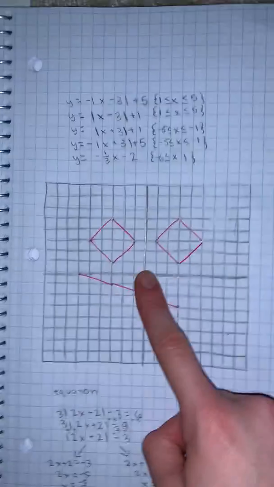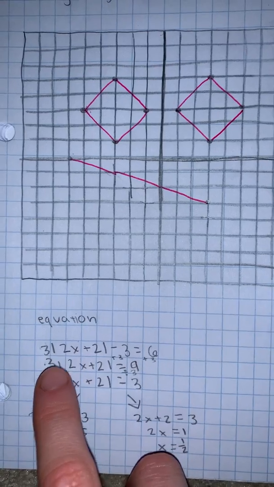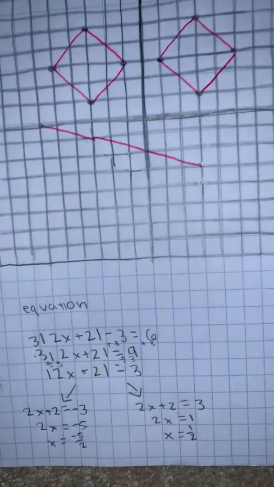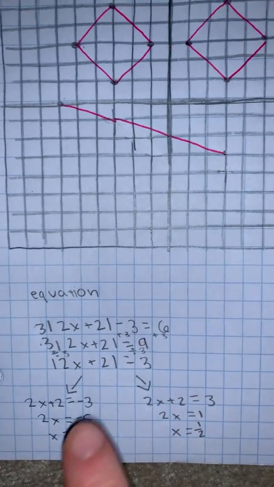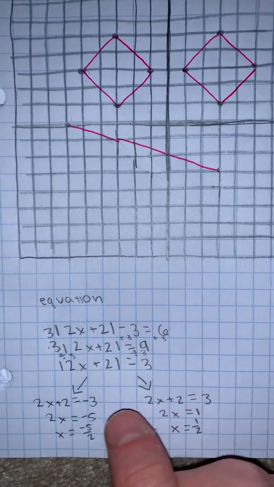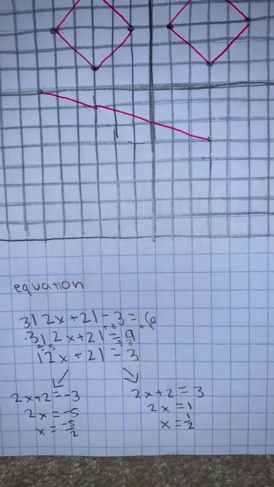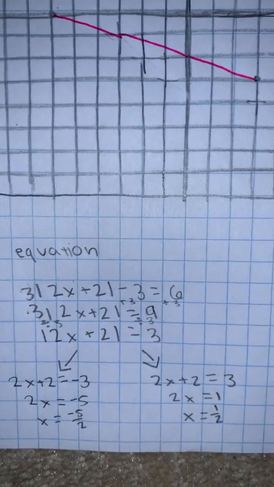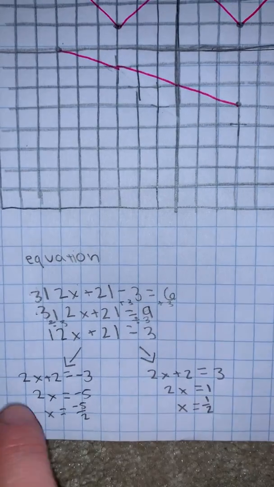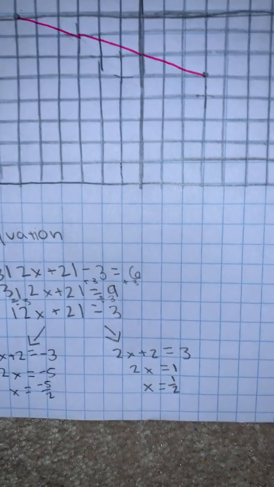And it gets that. And then, so for my example equation, I did 3 times the absolute value of 2x plus 2 minus 3 equals 6. So the first thing you're going to do is add 3 to both sides to get this isolated. And then you get 3 times the absolute value of 2x plus 2 equals 9. Then you're going to divide by 3 to isolate it once again. You get the absolute value of 2x plus 2 equals 3.